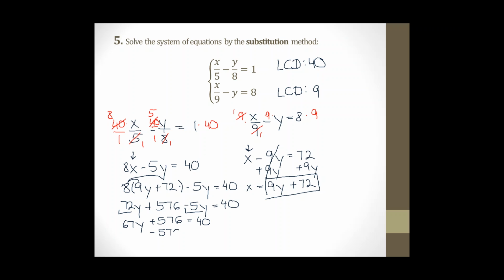Bringing the 576 over to the other side by subtracting, I'm left with 67y equals, and then I have 40 minus 576, that should give me a negative 536. Okay, one more step. I have to divide by 67 on both sides. To be really careful to write it here, I'm running out of space. And that leaves me with y equals, goes in evenly, negative 8. So I found my y value.